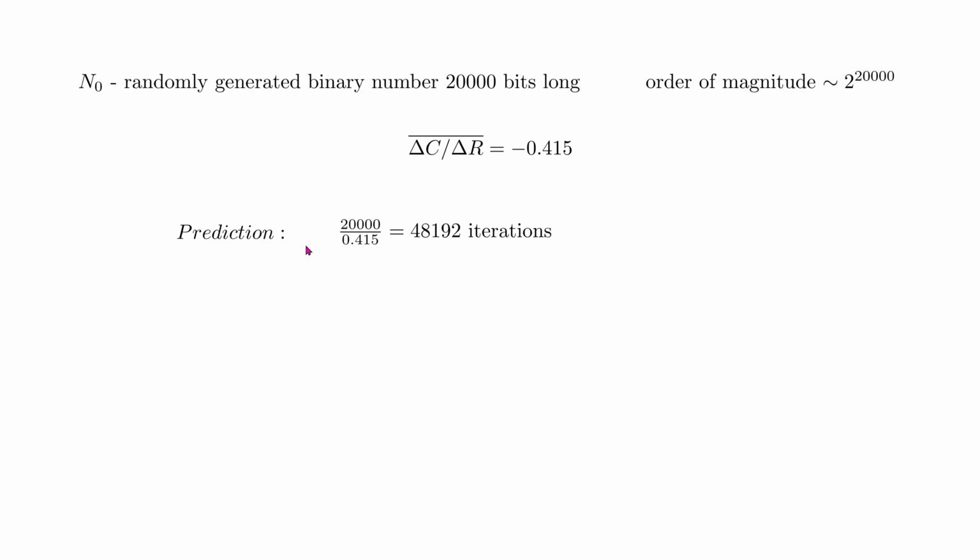We can calculate that this number should reach 1 after 48,192 iterations. In reality, when I checked this number, it was 48,044 iterations. And this result is pretty accurate. The difference between my prediction and reality was around 0.3%.